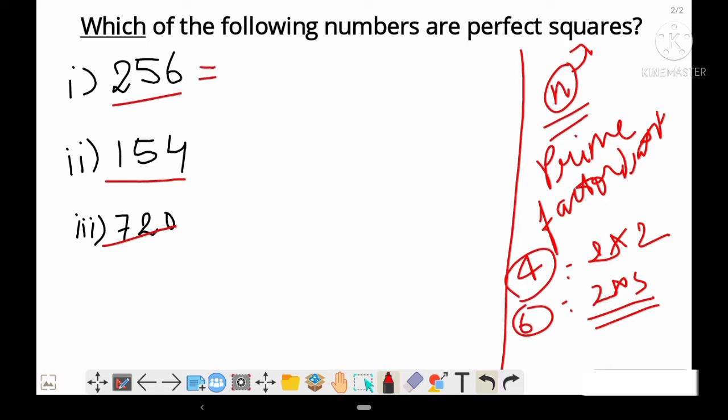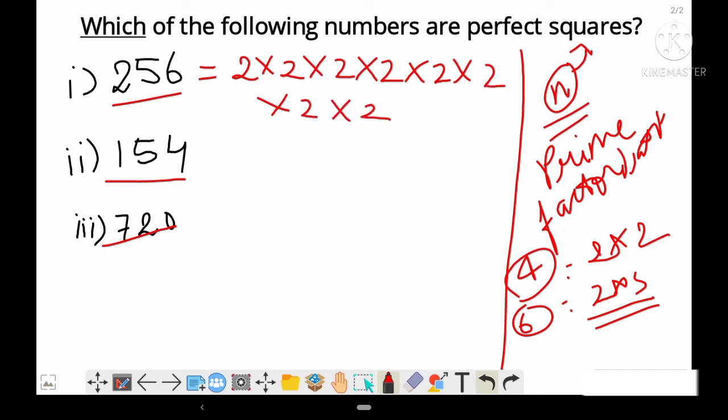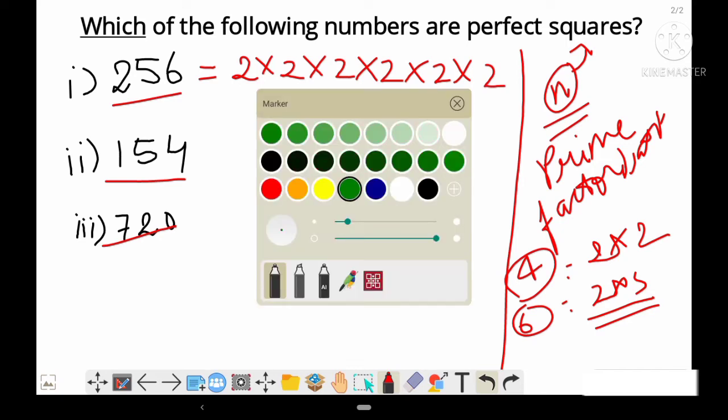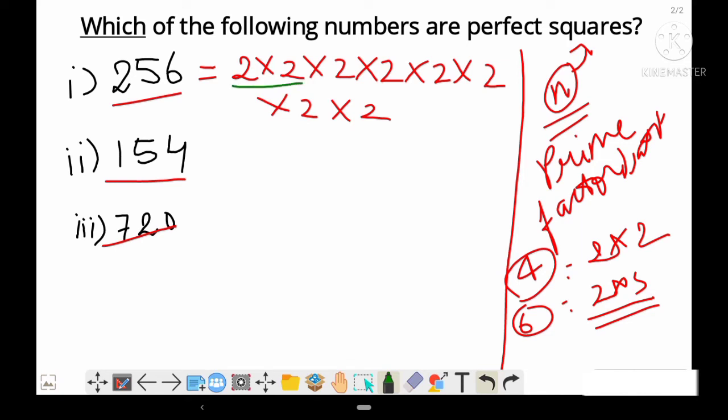So let us write the prime factorization of 256. So it is 2 into 2 into 2 into 2 into 2 into 2 and one more group, right? So now what are you observing? 1, 2, 3, 4. Can you see here I have got the pairs, isn't it? I've got the pairs of 2's. So that is only the perfect square.